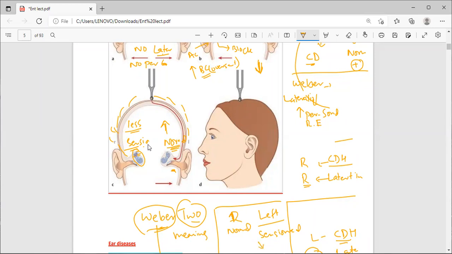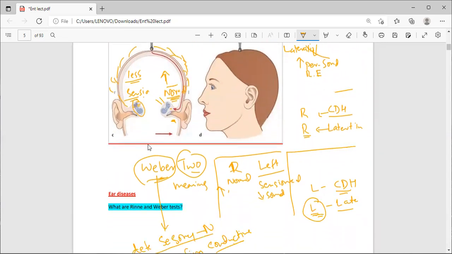You will perceive less sound. There will be high sound in the normal ear. Why? Because the vibration will come and it will be perceived normally through the cochlea, semicircular canals and vestibulocochlear nerve. So you will hear loud on the normal ear, but you will hear less on the ear which is suffering from sensory neural hearing loss.